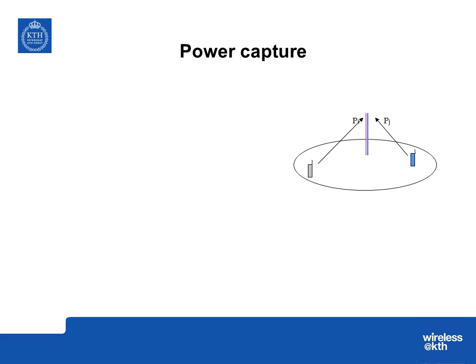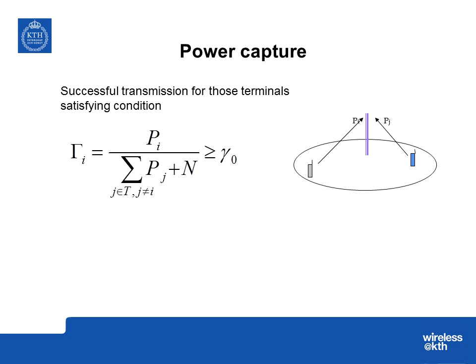So let's look at this power capture phenomenon. We can see that a successful reception of a packet can occur for those terminals that satisfy the following condition. Here we write the received signal to interference plus noise ratio. We have the wanted signal power Pi divided by the sum of all the interfering powers plus the noise that will be received in a certain slot. And if this signal to interference ratio is larger than gamma naught, which we also call the capture ratio, then the packet i will be received correctly.